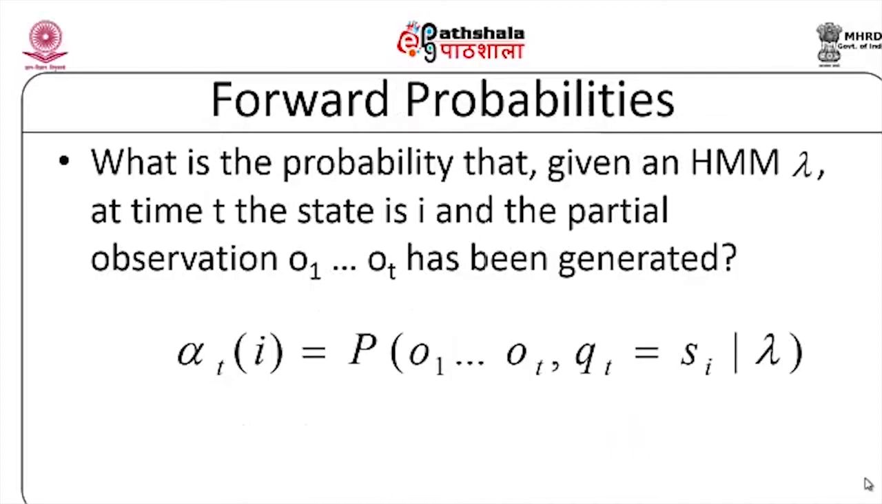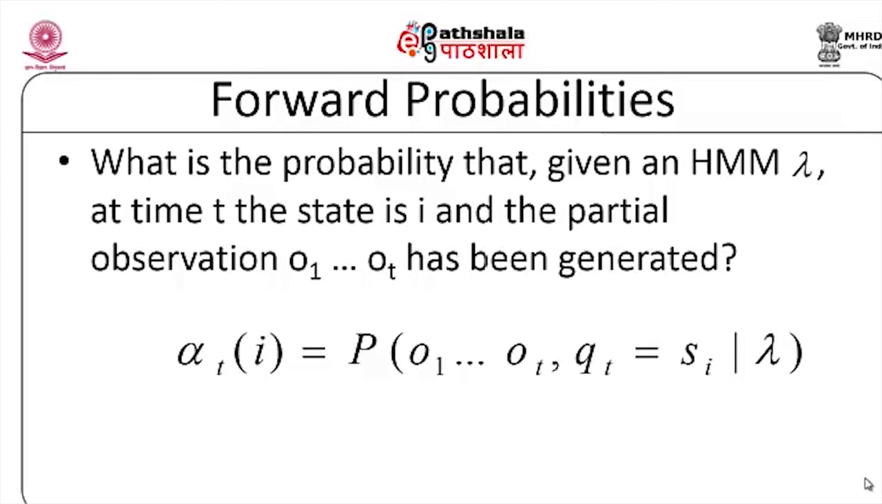Now, let us discuss what is the meaning of this forward probability. What is the probability that, given an HMM model lambda, at time t the state is Si and the partial observation O1 to Ot has been generated? Imagine you are given the model lambda, a time t and a state i. What is the probability of generating the partial observation O1 to Ot? Up to that point you have come from O1, reached Ot, and you are in state i. That particular probability is called the forward probability.